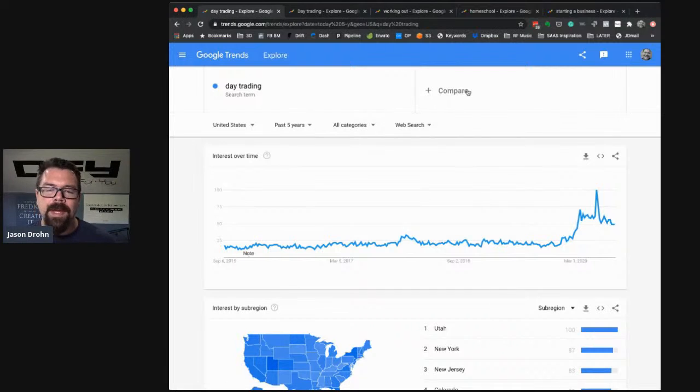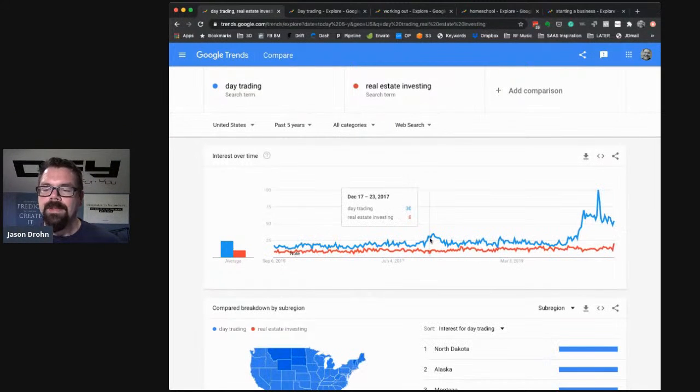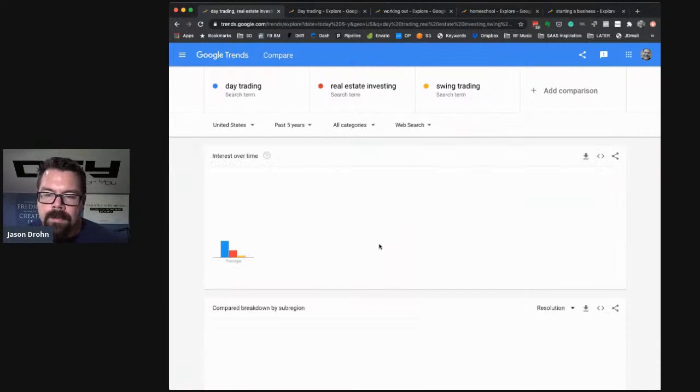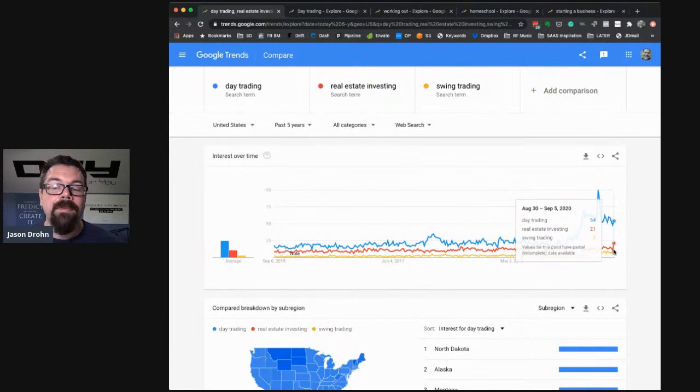Now, let's look at something. Let's compare it to something. So let's compare it to real estate investing. Just to play devil's advocate, let's see where it ranks. Now, real estate investing is a nice, even trend. Let's look at swing trading. Okay, another pretty even trend. However, there's a slight uptick here at the very, very end.